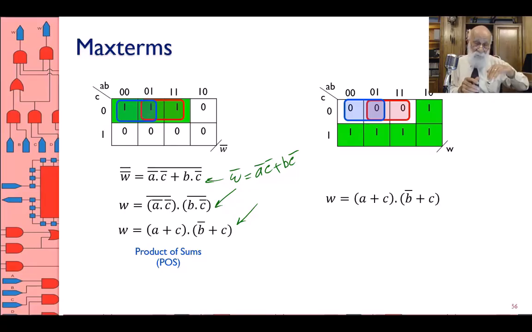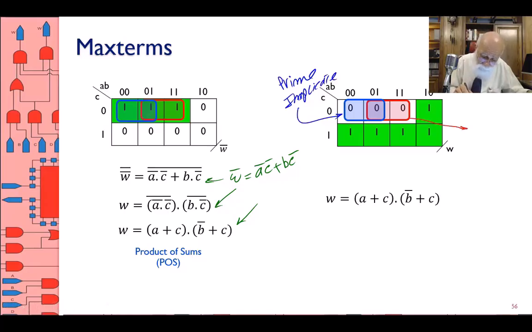So let me do this on the right-hand side, okay? I'm not going to think min terms again. I'm not going to think product terms again. I'm thinking sum terms. I take the blue map, which is 2 zeros. Okay? This is a prime implicate. This is a prime implicate, because there is no other implicate that completely covers it. The other one is also a prime implicate, because there is no other implicate that completely covers that.